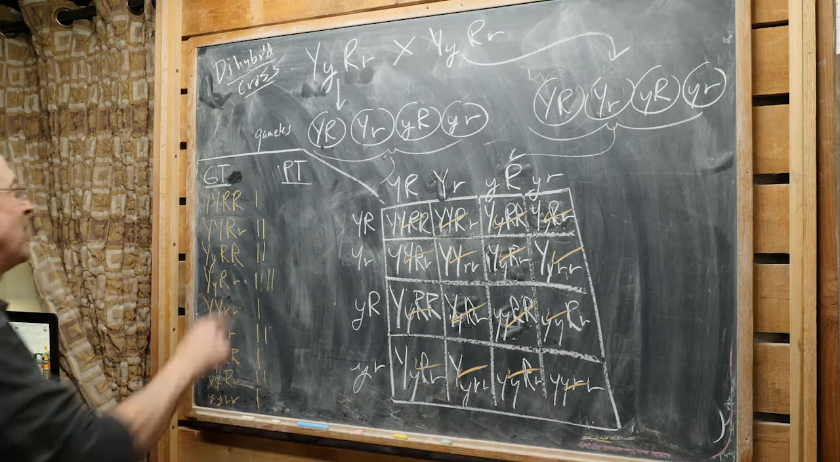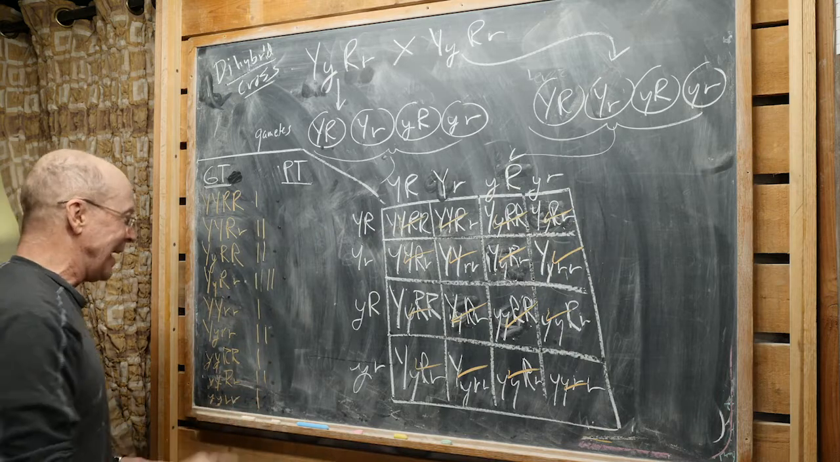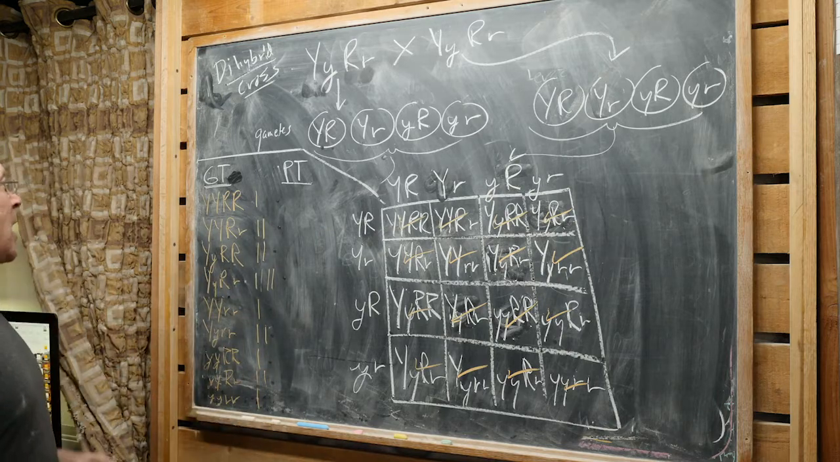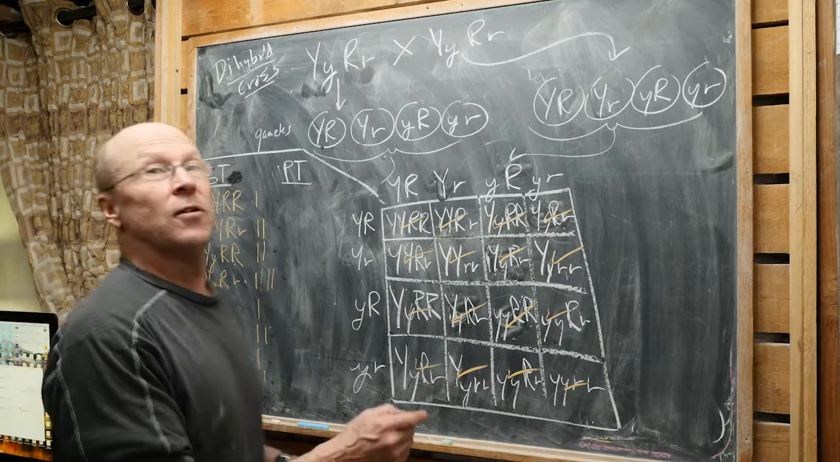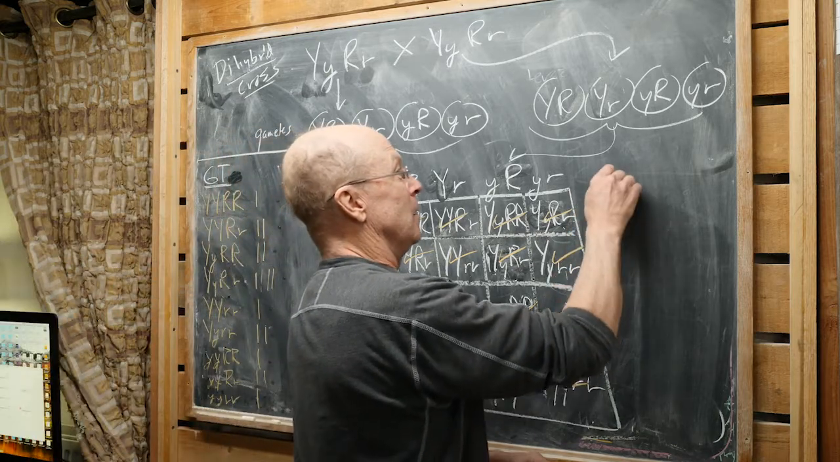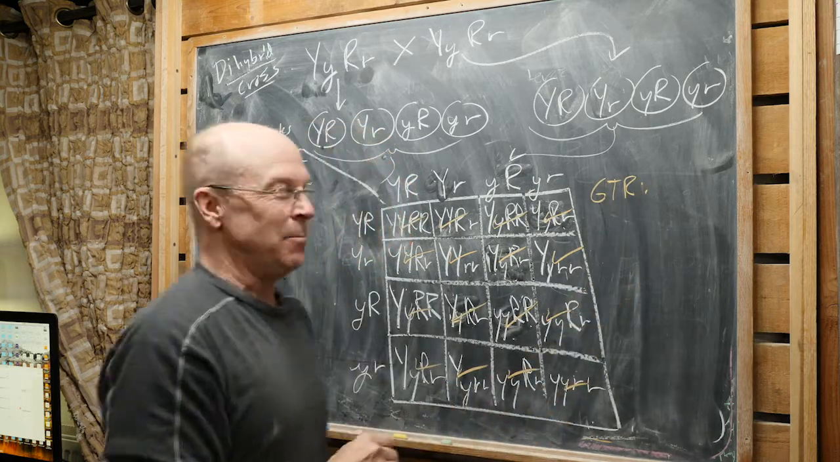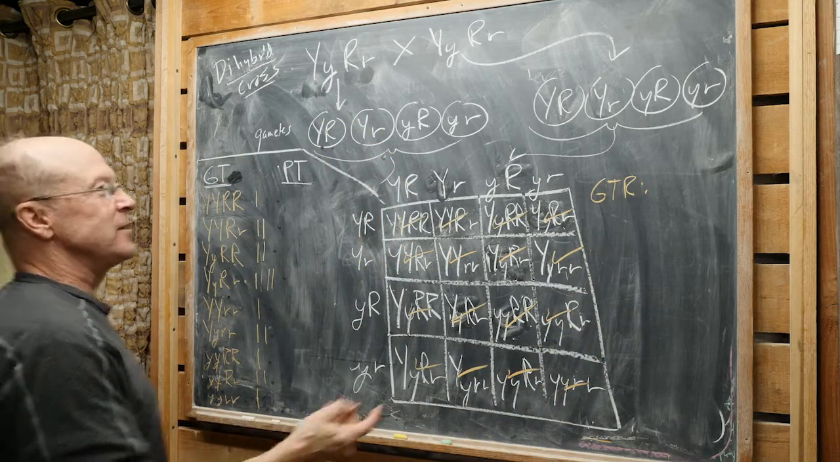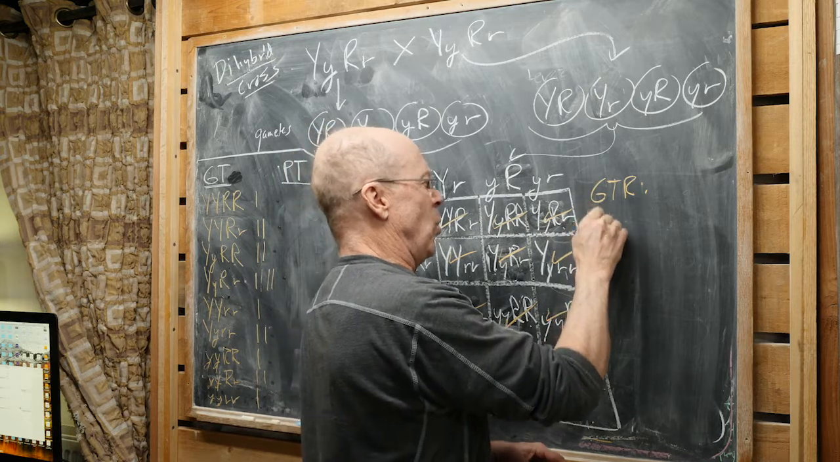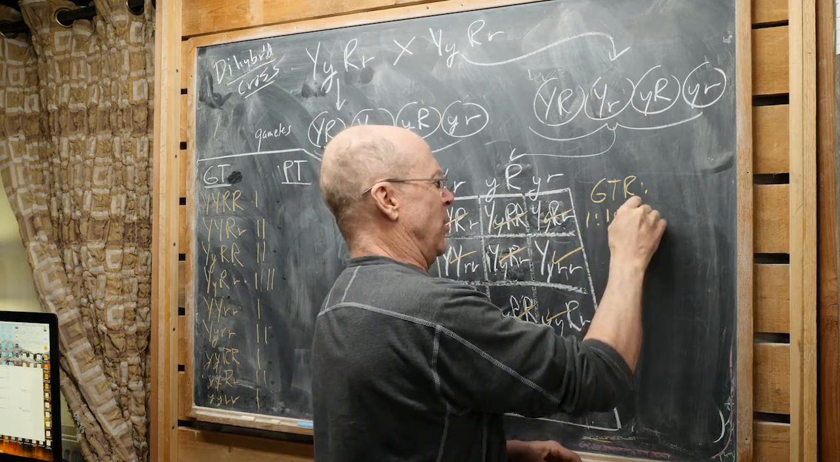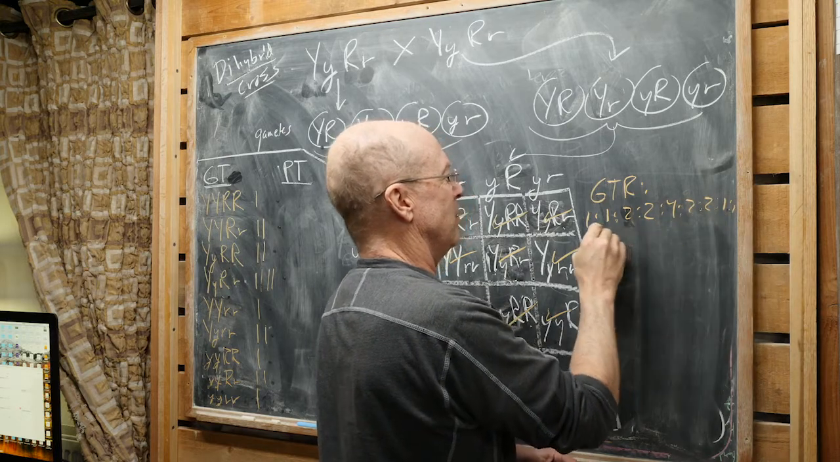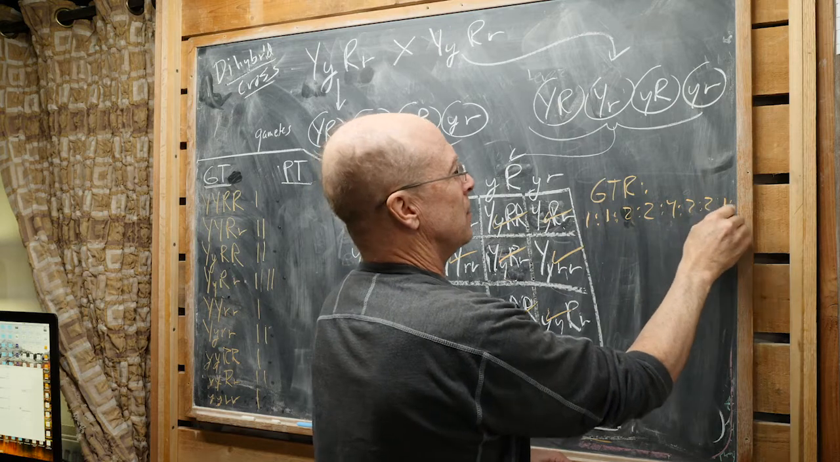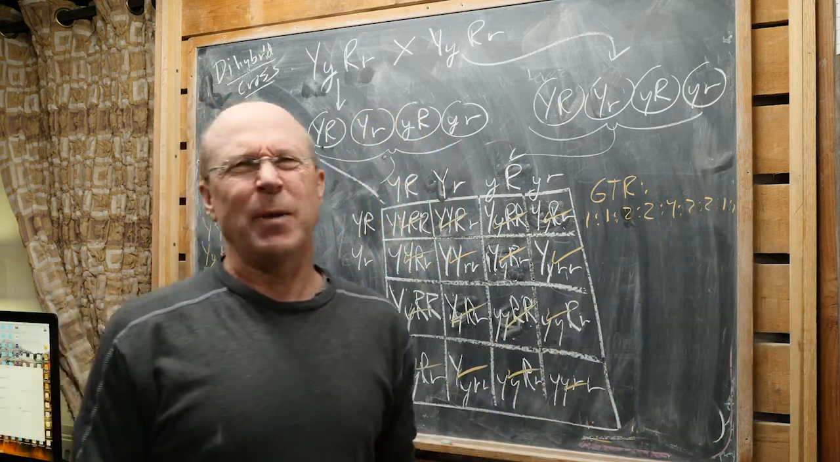Oh my God, we pulled it off. 1, 2, 3, 4, 5, 6, 7, 8, 9. 9 different genotypes. So that is crazy. If you wanted to write the genotypic ratio, the GTR, it doesn't even make a lot of sense. Basically, the way that they usually present it is 1 to 1 to 2 to 1 to 1 to 2 to 2 to 4 to 2 to 2 to 1 to 1. Like, that doesn't give you any information at all.